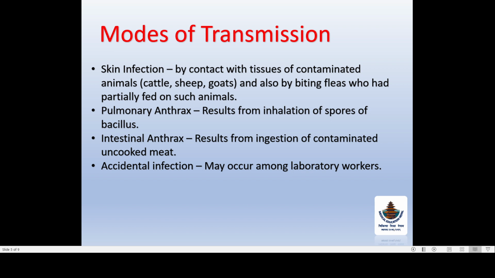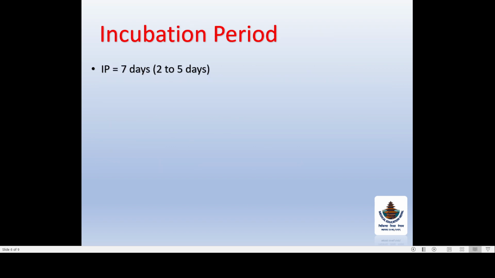Pulmonary anthrax results from the inhalation of the spores of the bacillus, whereas intestinal anthrax results from the ingestion of contaminated uncooked meat. Accidental infection may occur among the laboratory workers. The incubation period is 7 days.